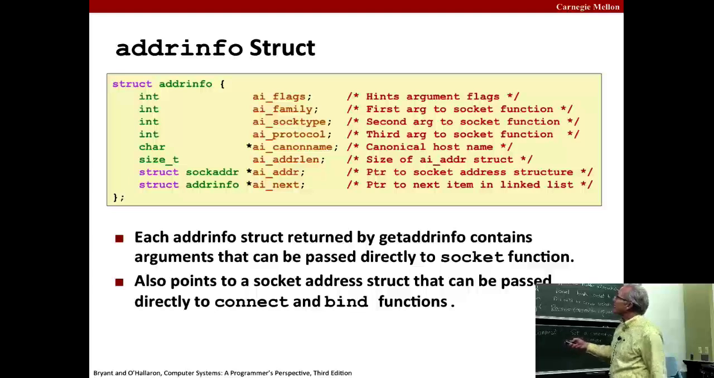A pointer to a sockaddr struct. That's the way that is encoded for IPv. What we've already seen, sockaddr is a sort of low-level data structure that gets used. And then a next pointer to chain the linked list together. And so you'll see some of these are the arguments that you will then pass into the other functions like bind and listen and connect.